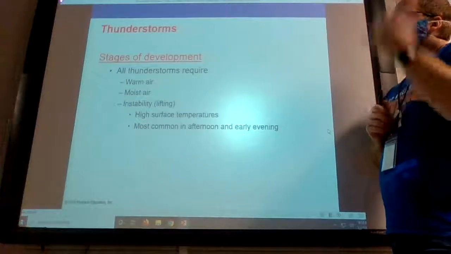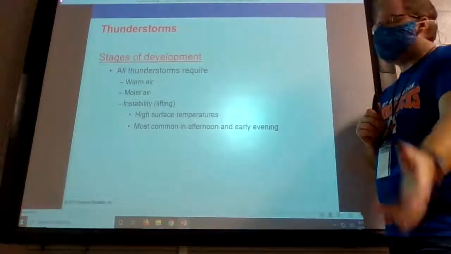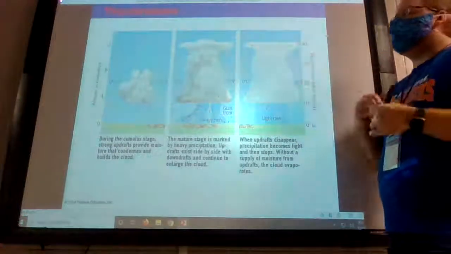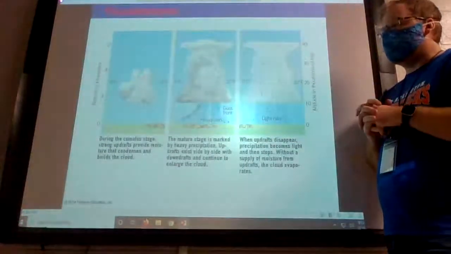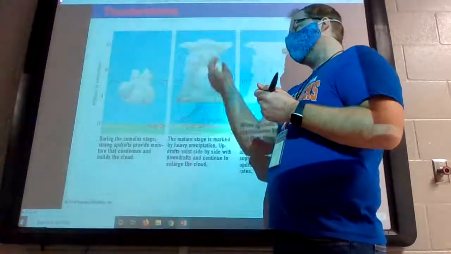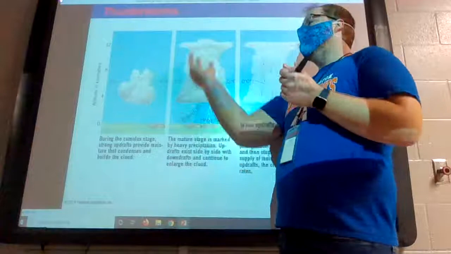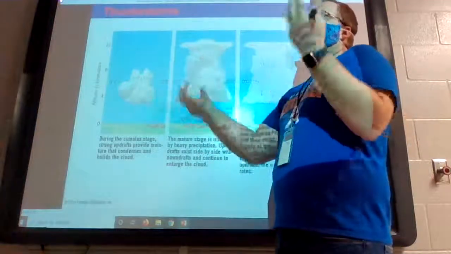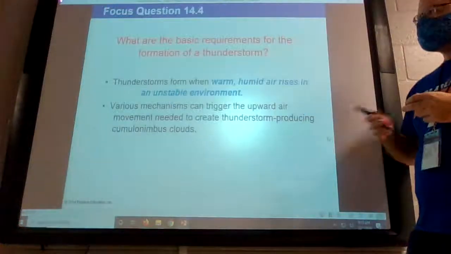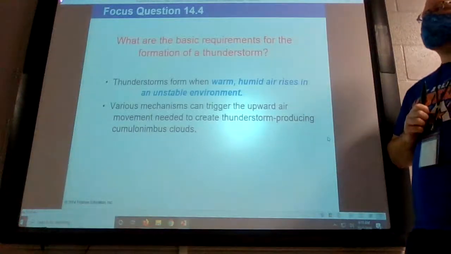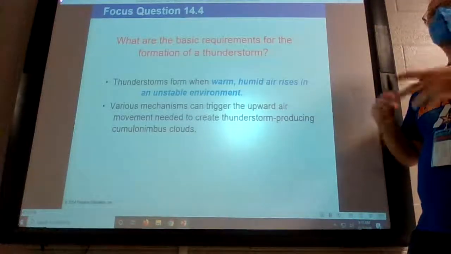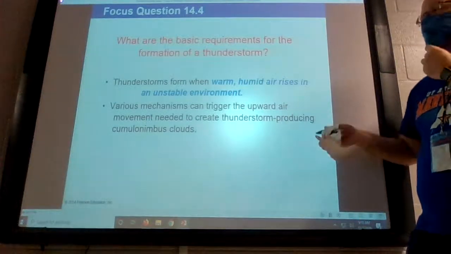So how do thunderstorms develop? Your warm, moist air has to rise. It has to have instability and rise very quickly. That's going to build your big anvil head cumulonimbus thundercloud. There's going to be strong updrafts and downdrafts, which are going to drop all your rain out, but keep the cloud powered up in a way with more energy from this warm, moist air coming up. So what are the basic requirements of the formation of a thunderstorm? Warm, humid air has to rise in an unstable environment to create that big thundercloud.